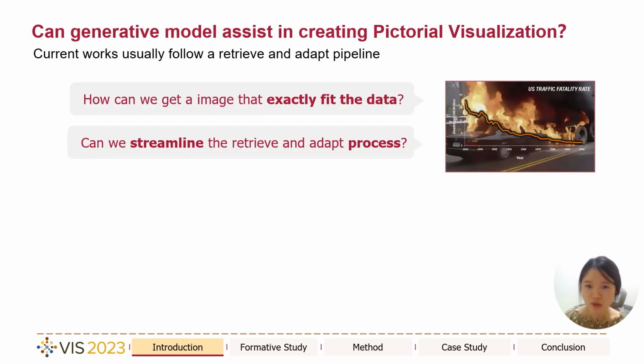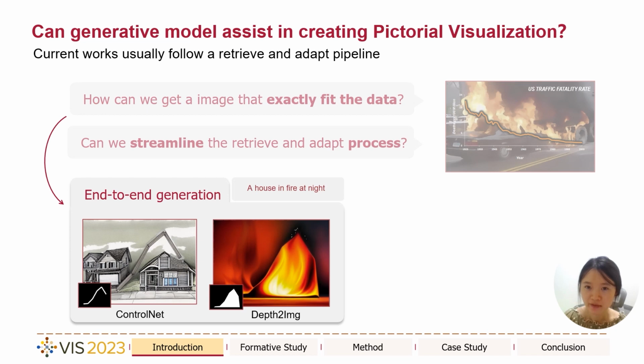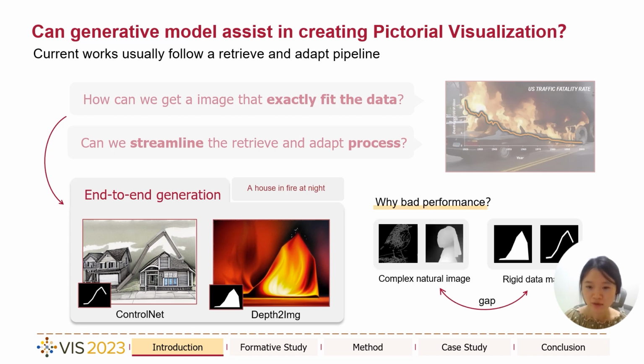But how can we obtain an image that precisely matches the data? Can we streamline the retrieval and adaptation process? You might wonder why we don't try advanced generative models. However, the results demonstrate that even with special condition generation, the performance is not satisfactory when it comes to a data mask condition. This is because these generative models are designed for complex natural images, which are significantly different from rigid data masks.